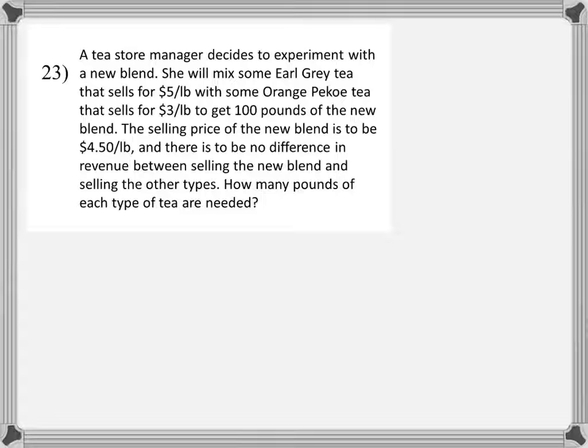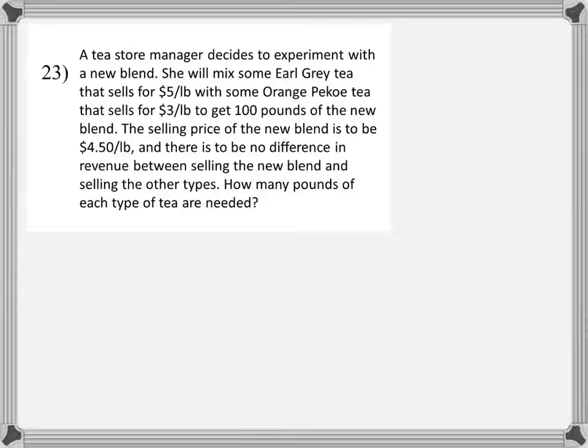Okay, our next problem. A tea manager decides to experiment with a new blend. She will mix some Earl Grey tea that sells for $5 a pound with some orange pekoe tea that sells for $3 a pound to get 100 pounds of the new blend. The selling price of the new blend is to be $4.50 a pound, and there is to be no difference in revenue between selling the new blend and selling the other types. How many pounds of each type of tea are needed?